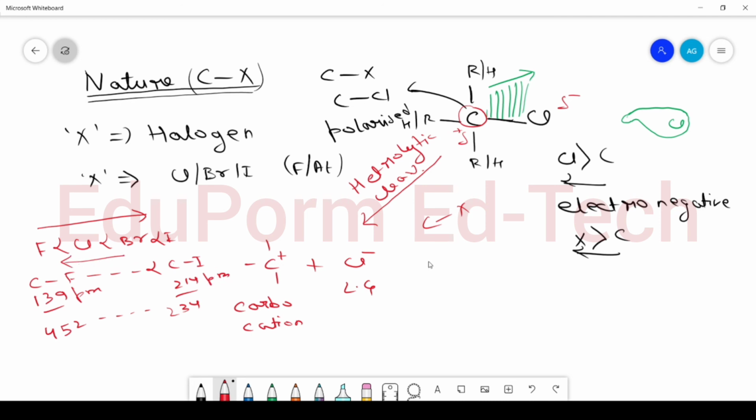So this is all about the nature of the C-X bond. All you need to remember is that as halogens are more electronegative than carbon, the C-X bond is polarized and the polarity is towards the halogen atom. Heterolytic cleavage will result in formation of a carbocation intermediate and a beneficiary species, which will be X negative, called the leaving group.